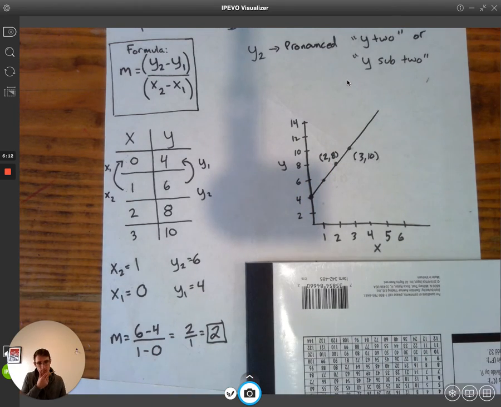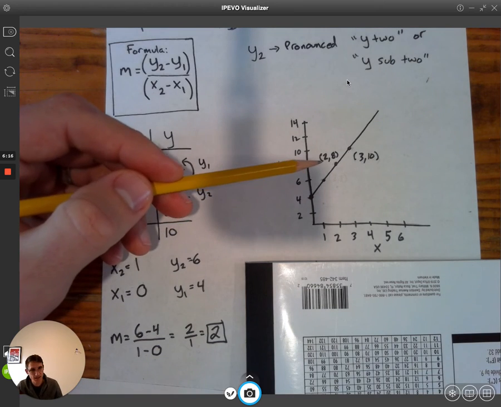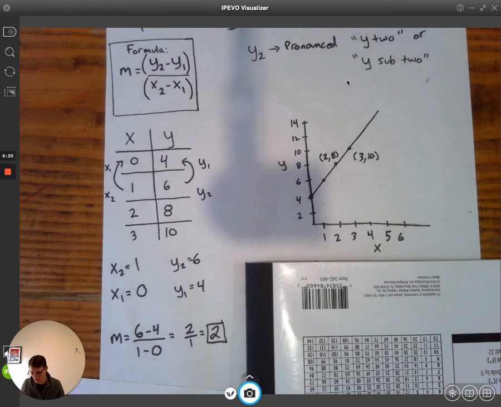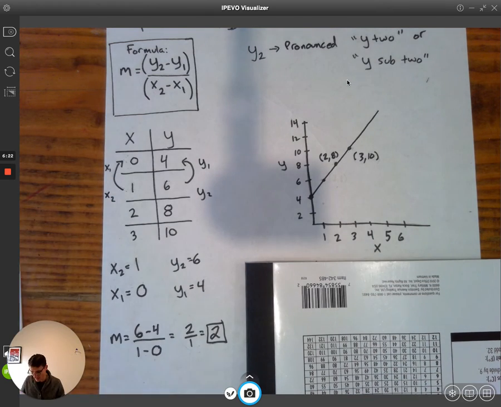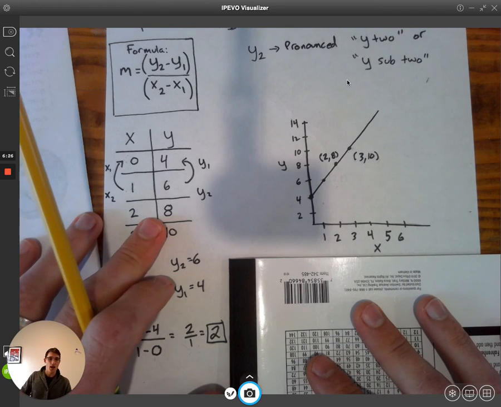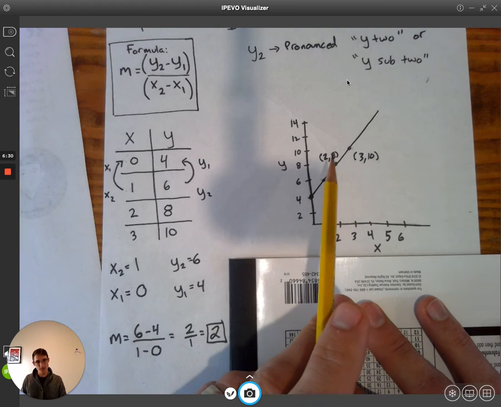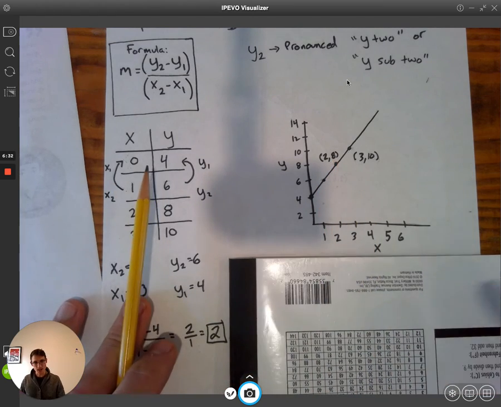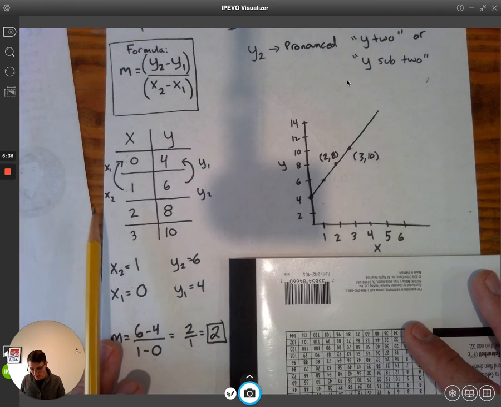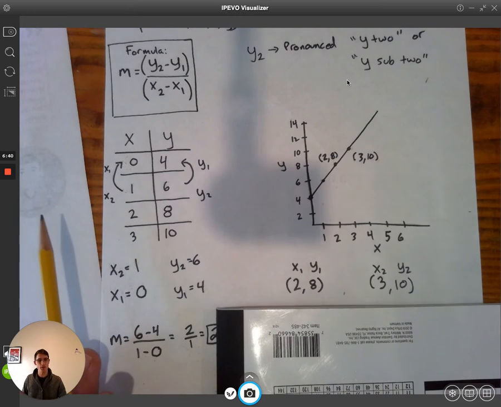Now this time, instead of 0, 4 and 1, 6, I decided to highlight 2, 8 and 3, 10, which are these 2 points right here. And I'm going to do the exact same equation. Now, I'm going to write out this pair of points, and I have to decide where my x1 is and where's my x2. And let's see if you see the logic. Okay, so there are my 2 points.